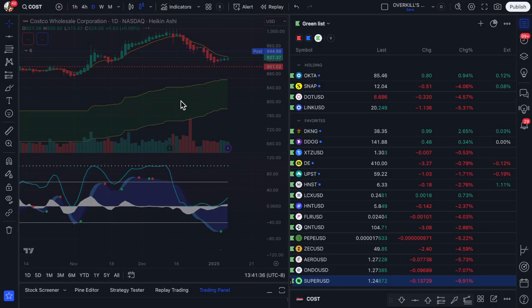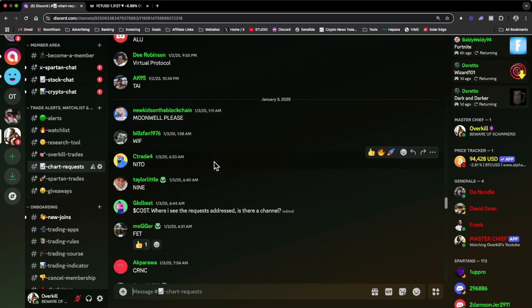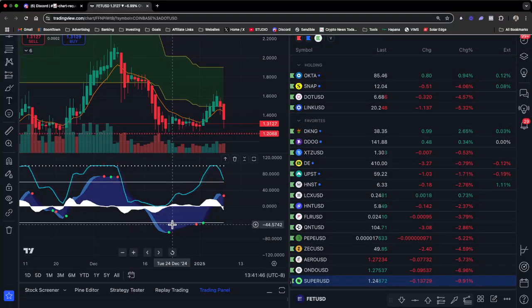FET. FET got rejected on the golden zone. Okay, we need to set a stop loss at 120 on FET here. 120 is the stop on FET.